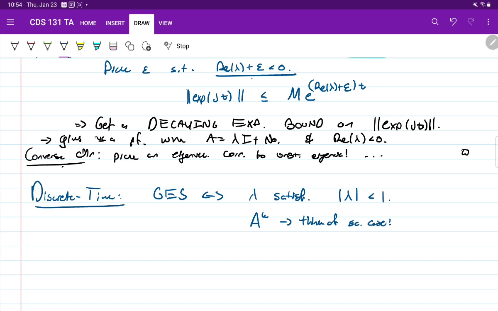The proof of this follows very similarly to the exponential case above. So this discrete time condition, where the eigenvalues lambda of A satisfy magnitude of lambda less than 1, is called a Schur matrix. So in continuous time, you get global exponential stability if and only if your matrix is Hurwitz. In discrete time, you get global exponential stability if and only if your matrix is Schur.